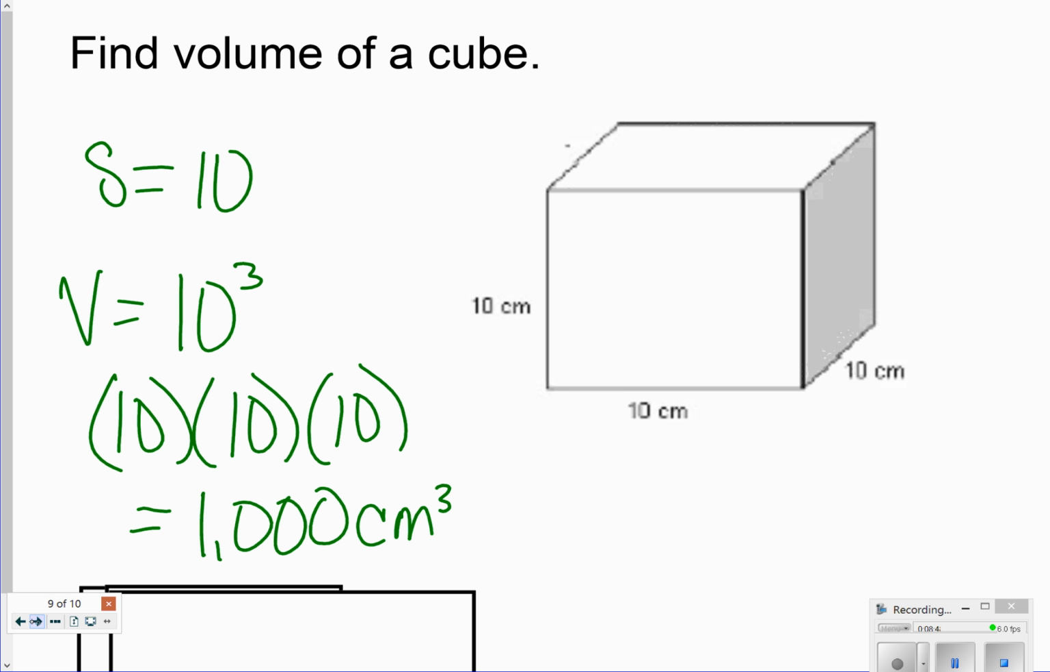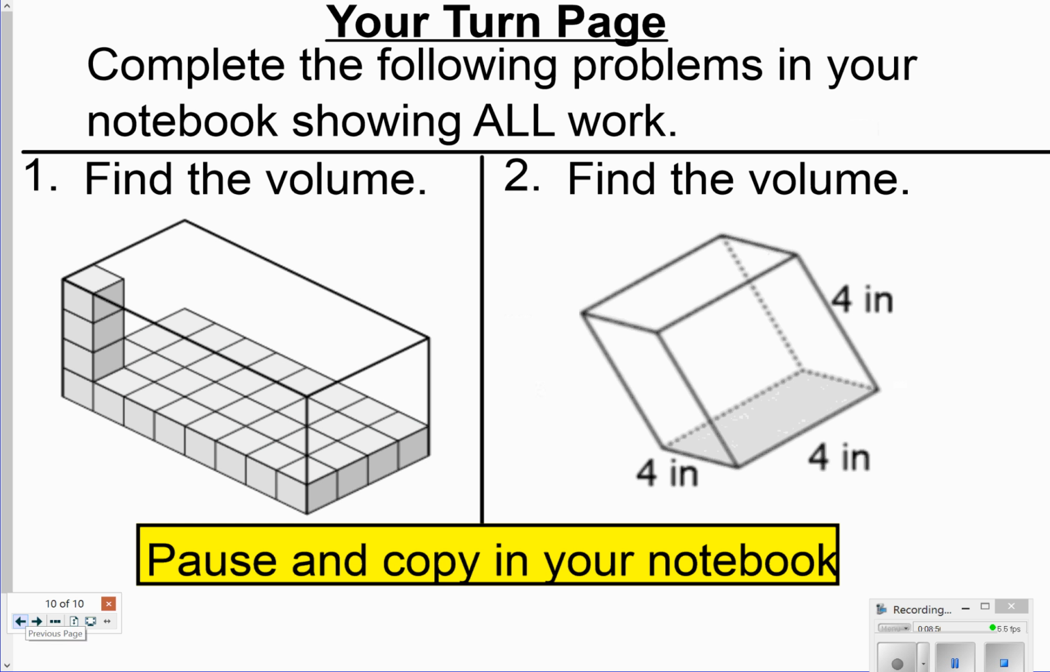All right, very good. On the Your Try or Your Turn page, I want you to complete the following problems in your notebook. These are not part of your flipbook, so I'd like you to do the best that you can by copying the information or drawing it in there and finding the volume of this rectangular prism for number 1 and the volume of this cube for number 2.